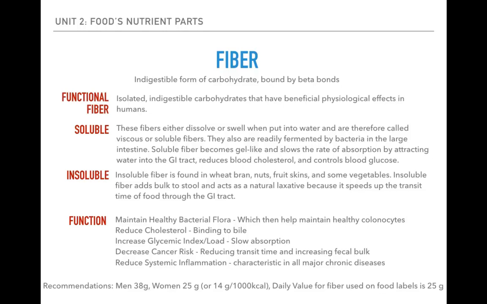The last one here is to reduce systemic inflammation, and this one is big because it's a characteristic in every single major chronic disease. Obesity can be defined as a chronic inflammatory state. So the point is we need more fiber, but how much do we need?